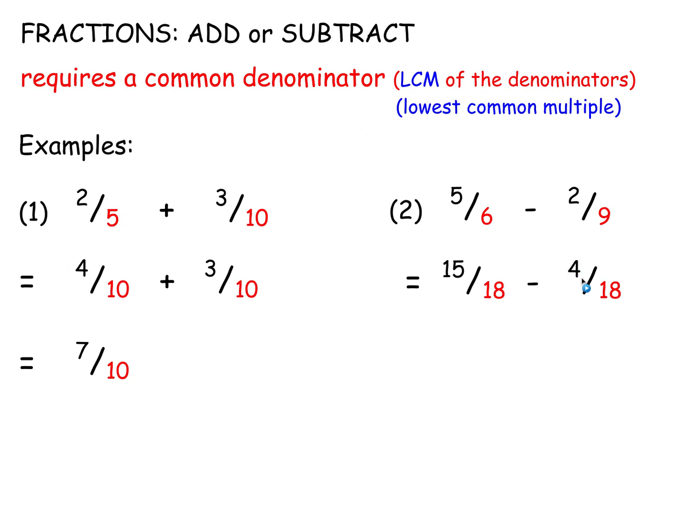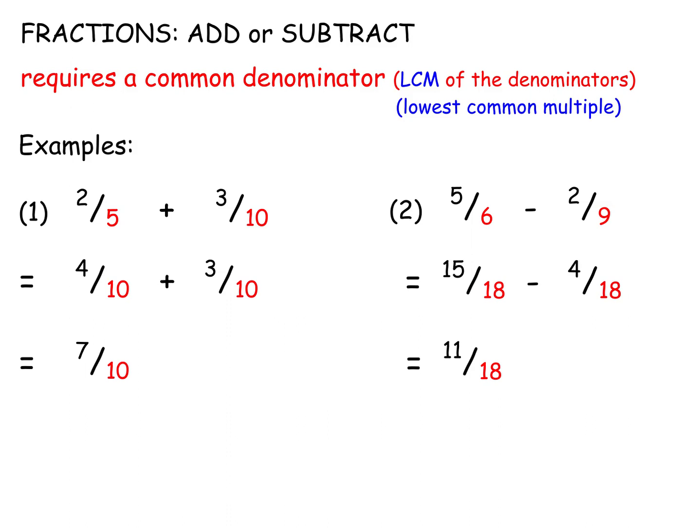15 18ths, take away 4 18ths is 11 18ths, just like 15 apples, take away 4 apples is 11 apples. So, to add or subtract fractions, use a common denominator. We use equal fractions to rewrite the 5 6ths into 18ths and the 2 9ths into 18ths. So they've now got a common denominator.